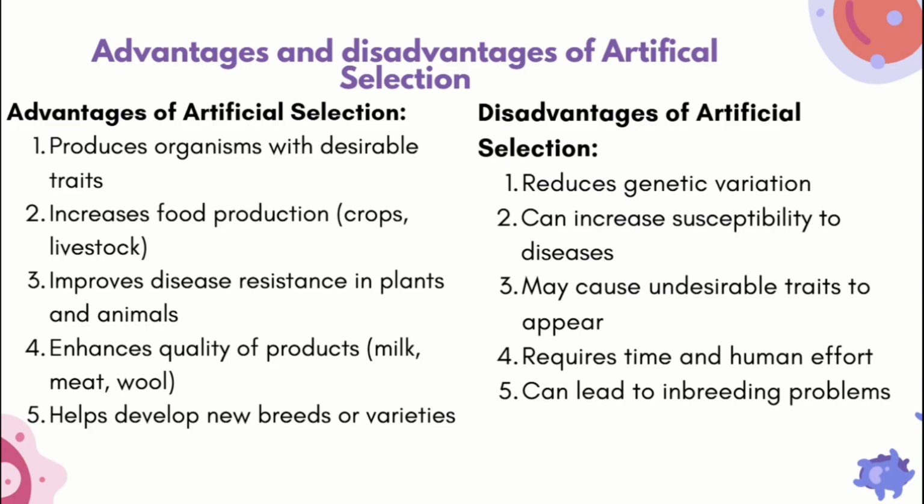We can improve disease resistance. It can also enhance the quality of products, and in all of this is basically us editing. We're tampering for the better, if you get what I mean. It also helps develop new breeds or varieties. Then you have disadvantages of artificial selection.